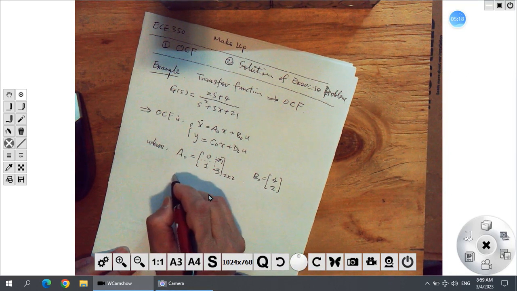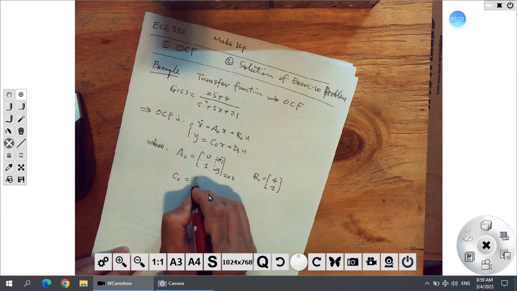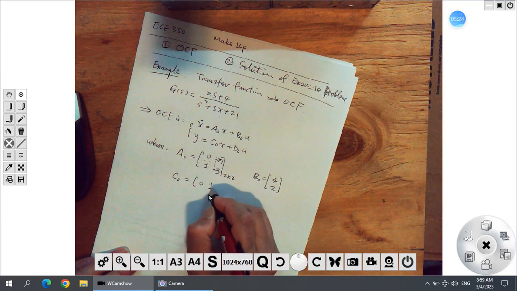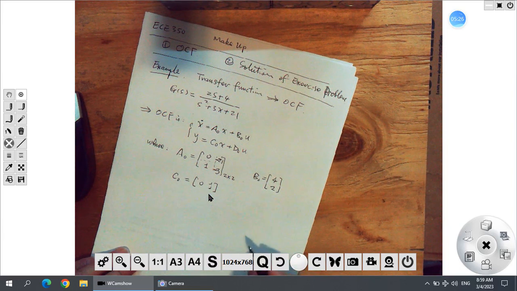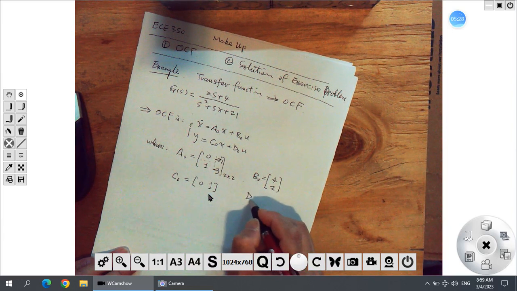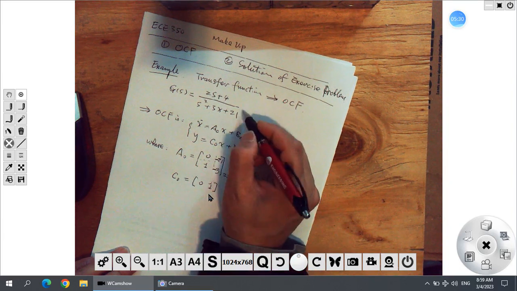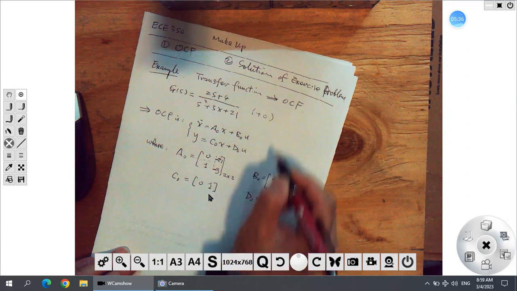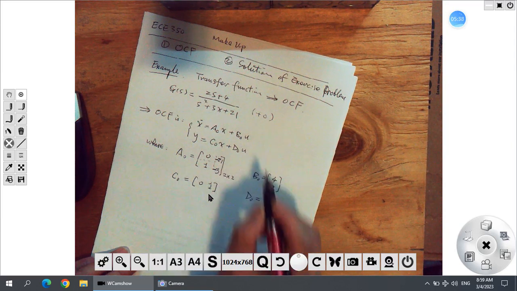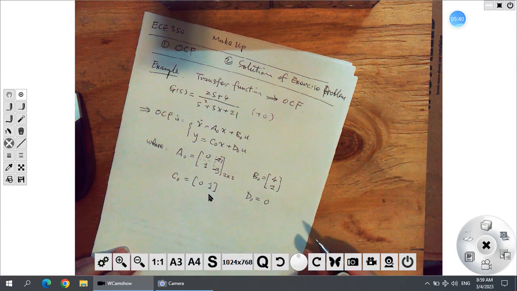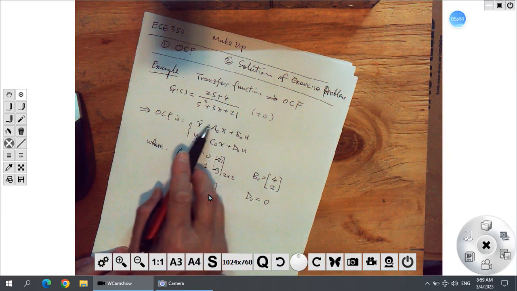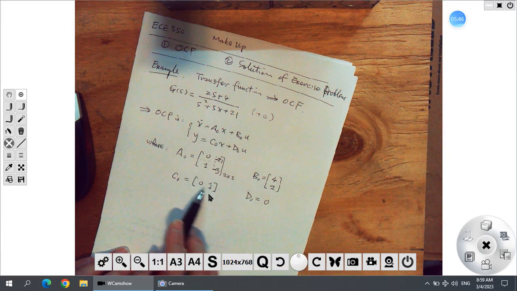And CO is always some zeros followed by 1, and the size is still 2. And DO now is 0. Here is a constant; if you have some value there, that value will be here. Now it's plus 0, so this is 0. Okay, now we are done. We know the OCF looks like this, and these are the four matrices.